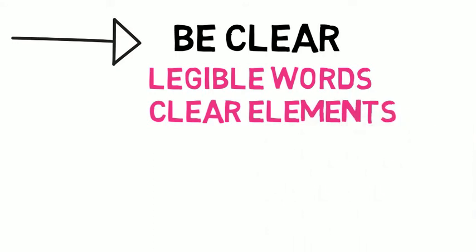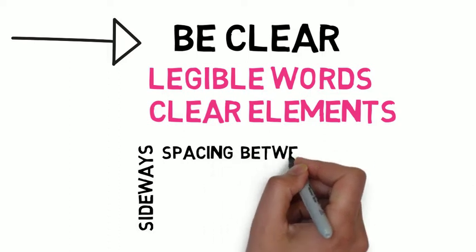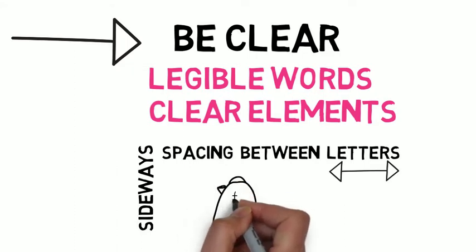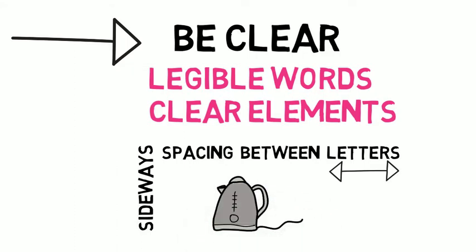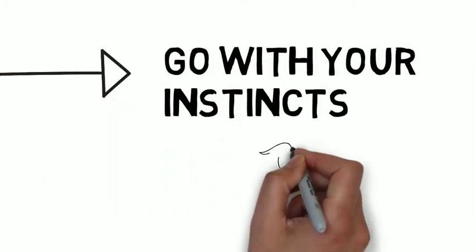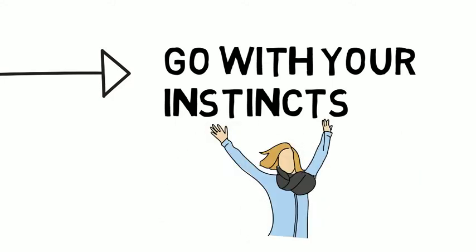This means that the words are not hanging sideways and the spacing between the letters are equal. The elements should also look like what they are supposed to be, so a kettle should look like a kettle and not a shoe. Number 6, go with your instincts. The more you design, the better you will get at knowing what looks right and what doesn't.